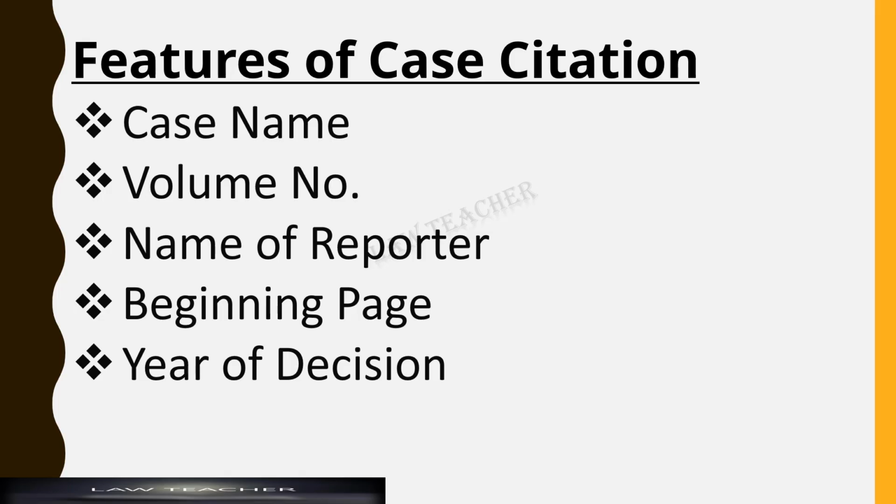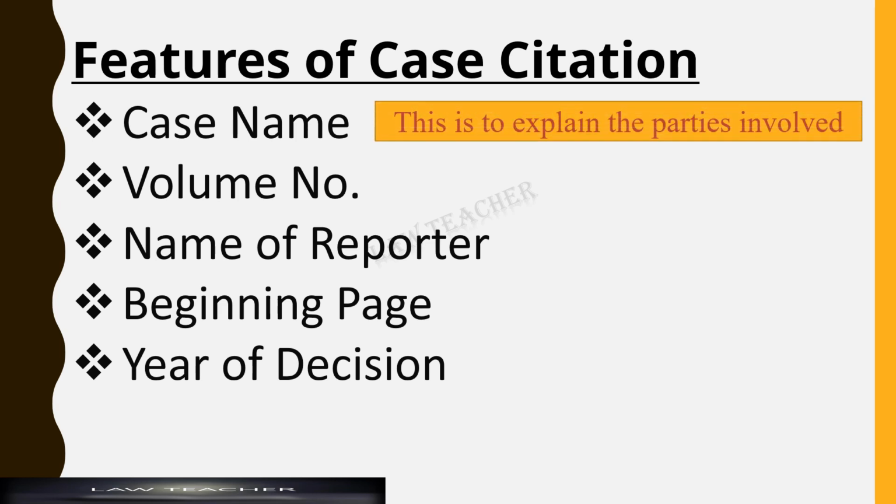Features of case citation: case name, volume number, name of reporter, beginning page and year of decision. Case name: generally there are two names given for a case. This is to explain the parties involved. The first name is meant to identify the party which is bringing the court action, and the name placed second is the name of the party against whom the action is being brought. In almost all criminal law cases, the action is usually brought by the state against a person. The defendant will, however, not always remain the same.